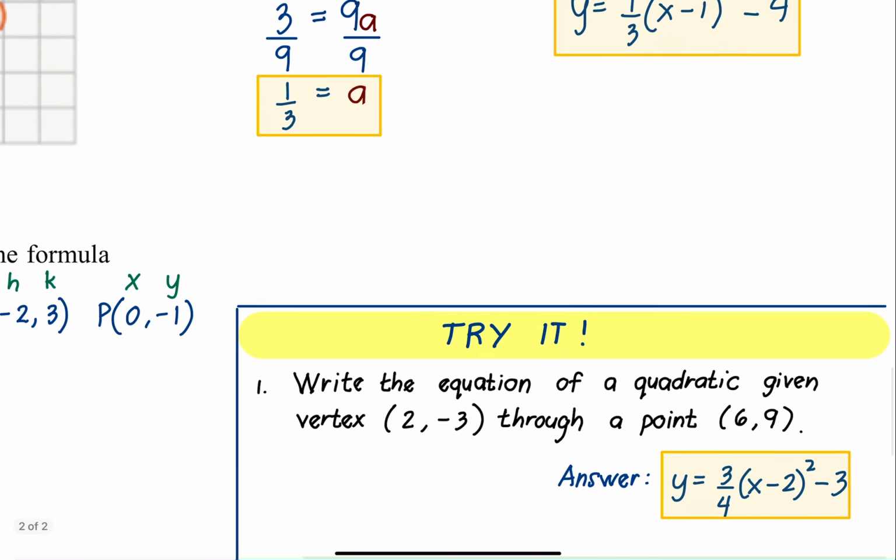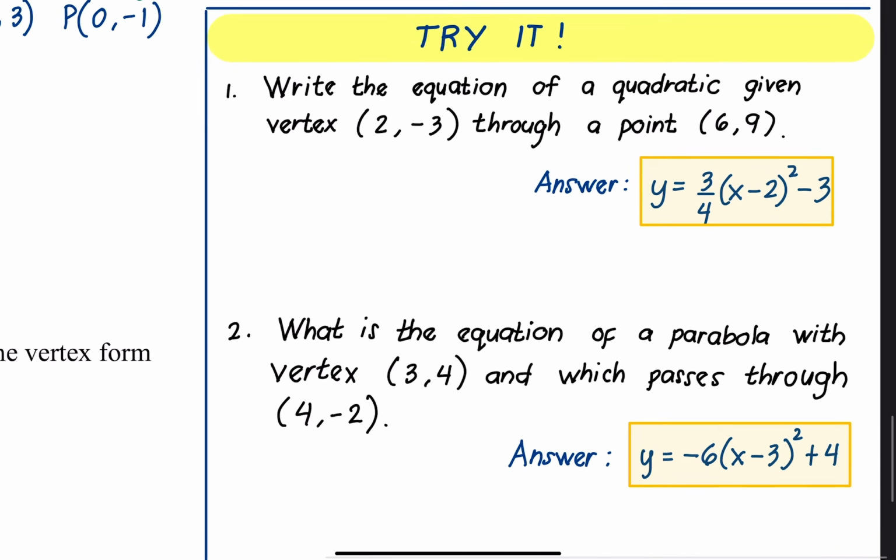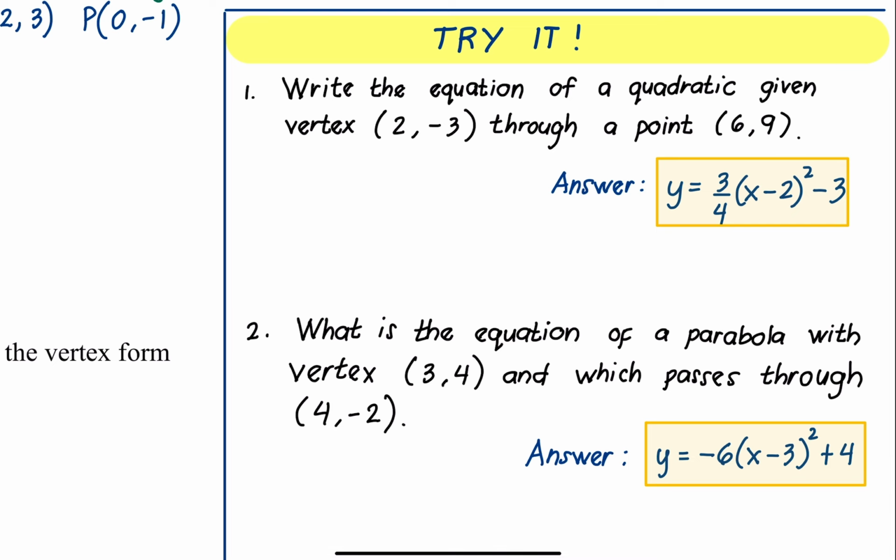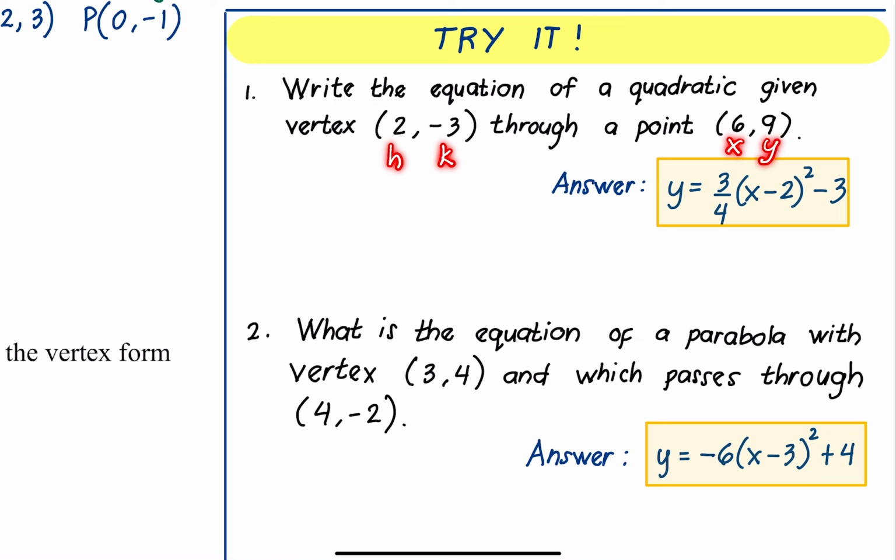Okay, class. So I want you to try to answer these two problems. Write the equation of a quadratic given vertex 2, negative 3 through a point 6, 9. So again, class, the first thing that you have to do is to label this one. The vertex is h, k, and the point we have x, y. I already put here the answer. The answer is y is equal to 3/4 times x minus 2 squared minus 3. But what I want you to do is to write or show your solution.